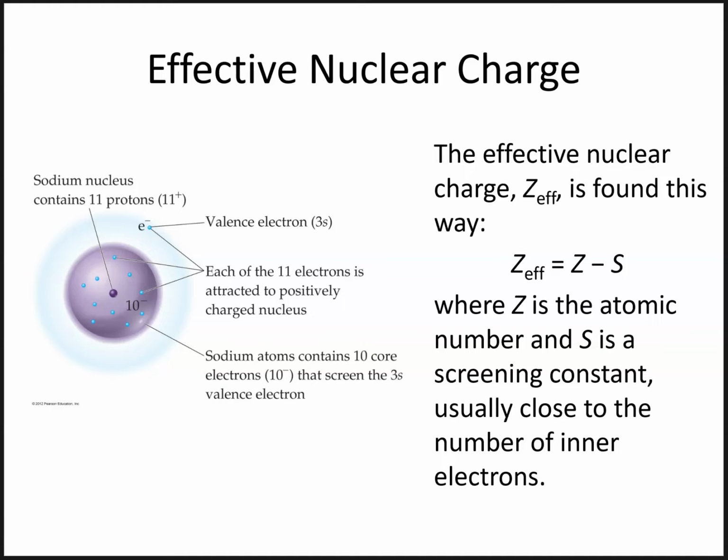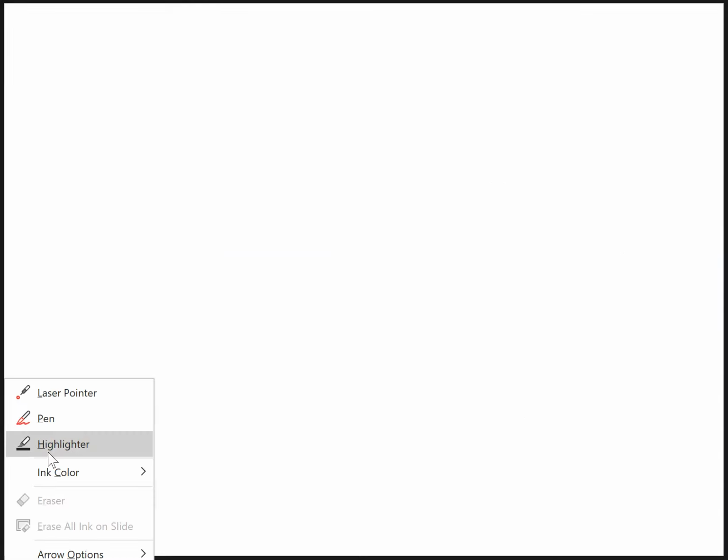In order to better visualize and understand how the concept of effective nuclear charge works, think of a concert. You've got the nucleus, which is at the center of the atom, or the concert, where the concert performers are. So let's just say here we've got a positive charge, and we've got a neutron and another positive charge. And so this is our stage.